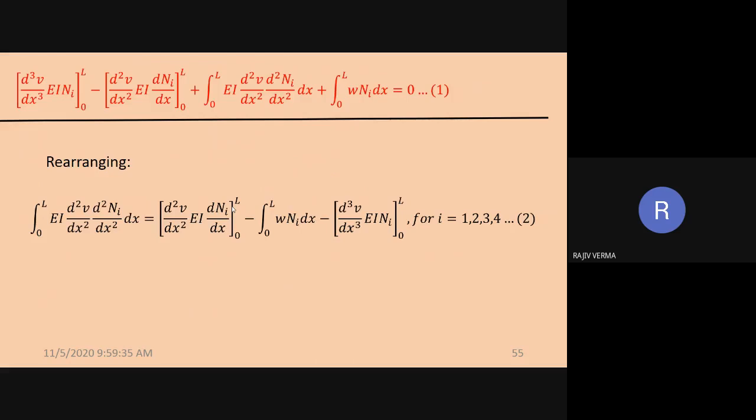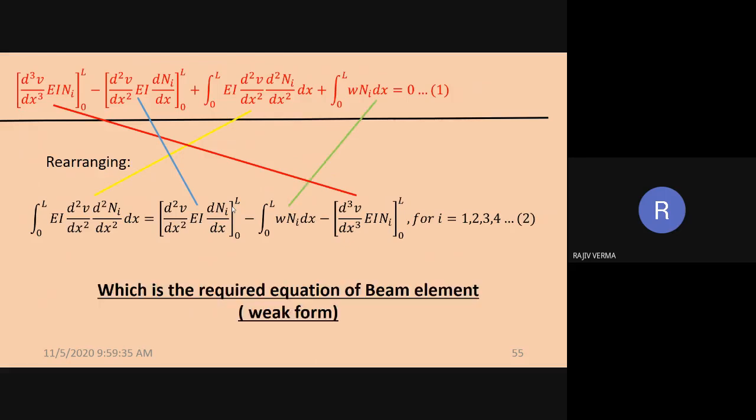Now in the next slide, we are simply going to expand equation number 1 to get the final form of the stiffness matrix. But as far as the derivation is concerned, the derivation is over now.